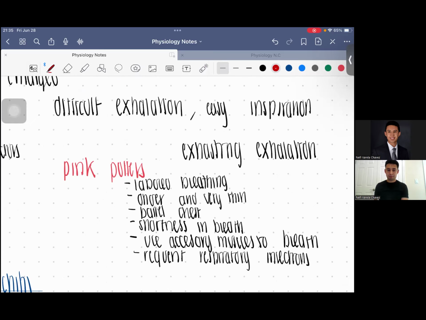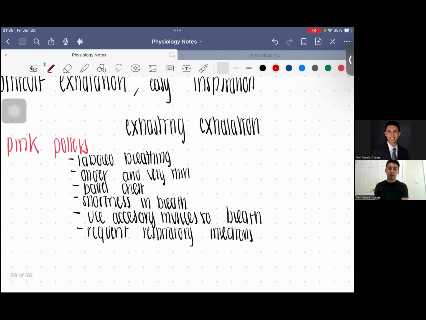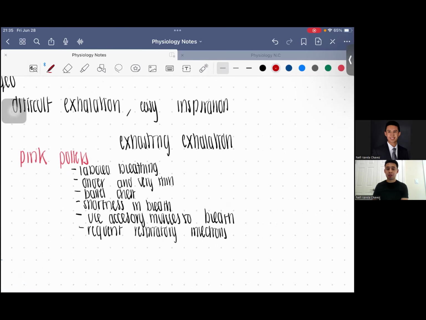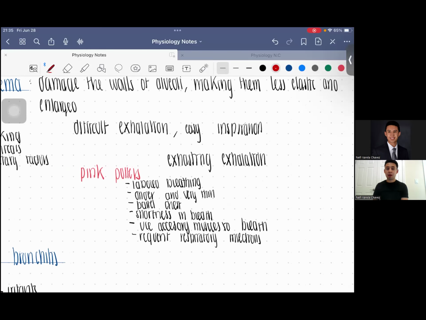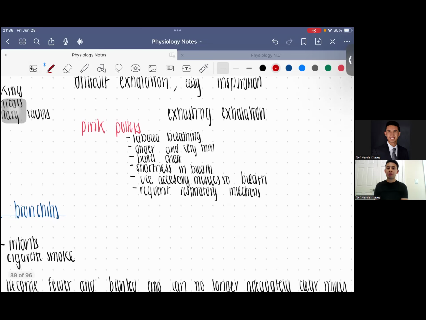barrel chest, shortness of breath, use of accessory muscles to breathe, and frequent respiratory infections. So that's what's going to happen. We're going to have difficult exhalation and easy inspiration because we are decreasing elastance. Okay, so it's difficult to do exhalation.